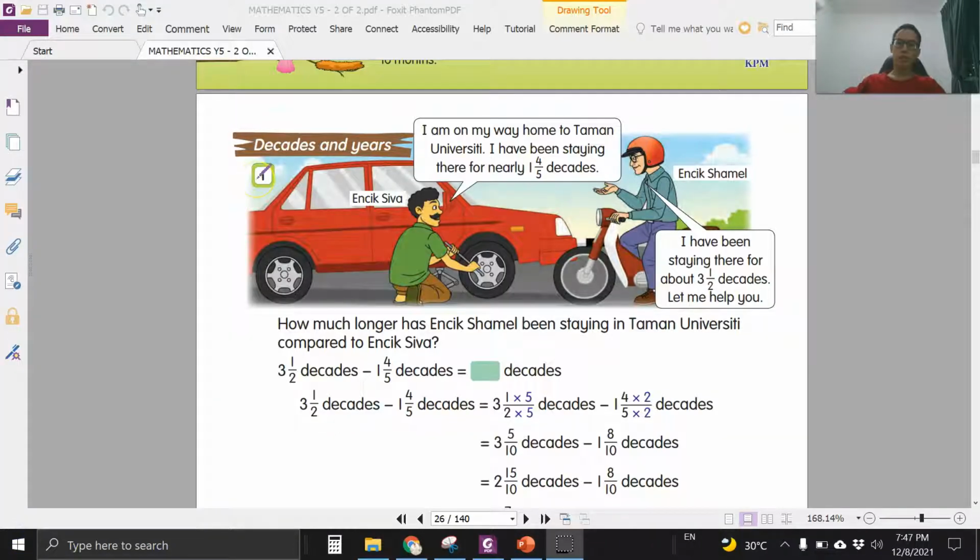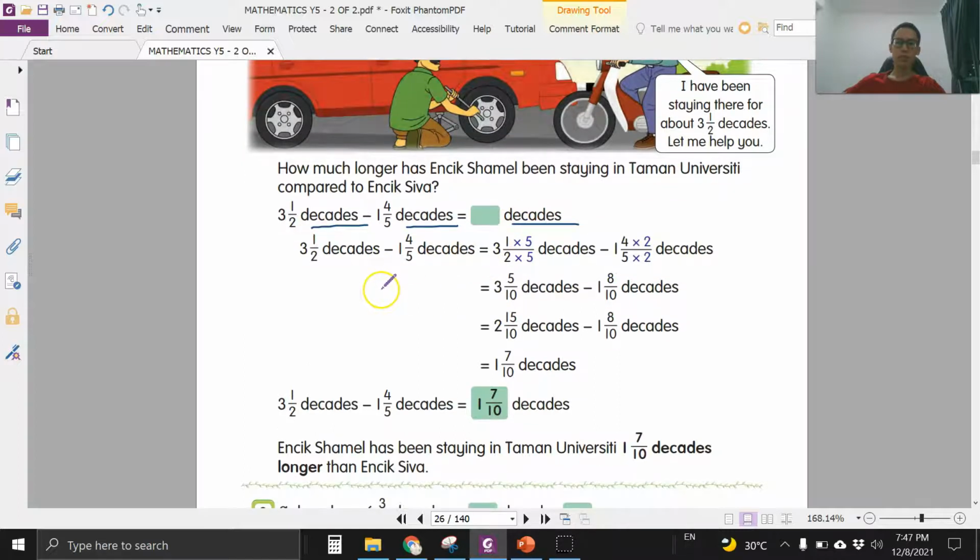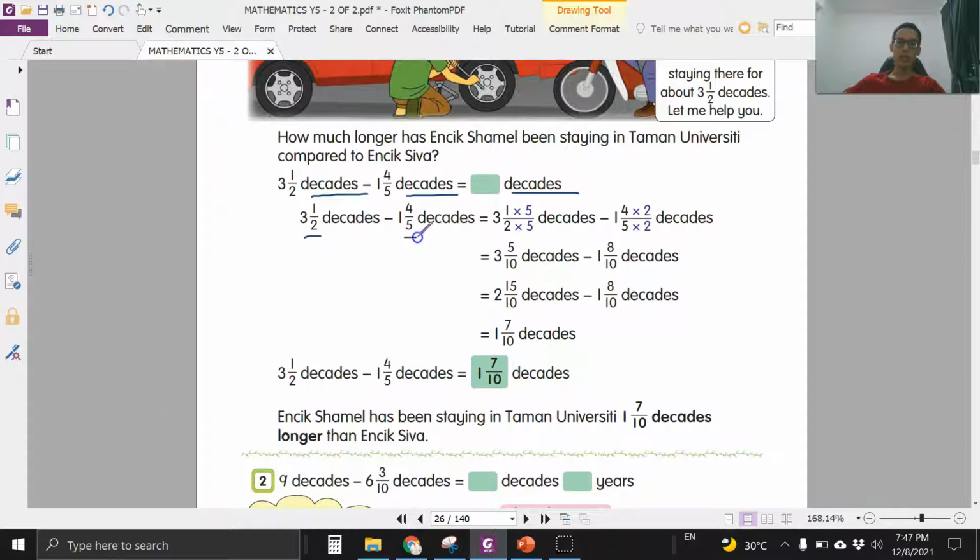Okay, to recap what we learned on Wednesday. Firstly, you look at the units. For example, 1 decade equals 10 years. So decade you change to years, you need to times 10. Now, if all the units are in decades, then no problem. You don't have to change the unit. You just have to focus on the denominator.